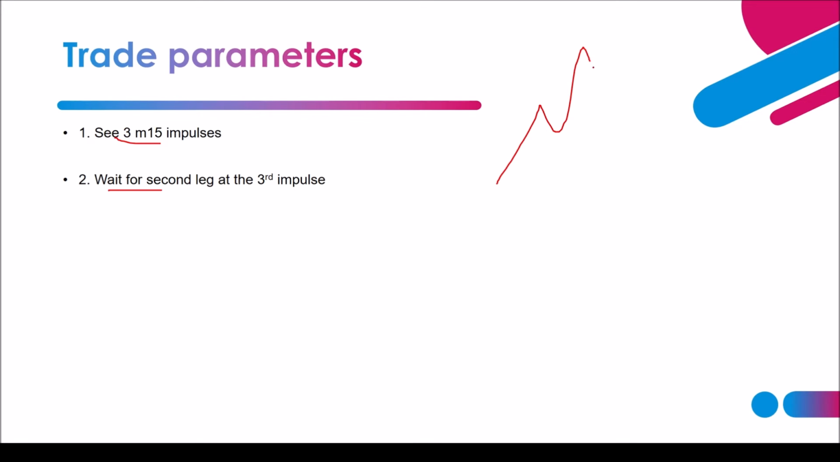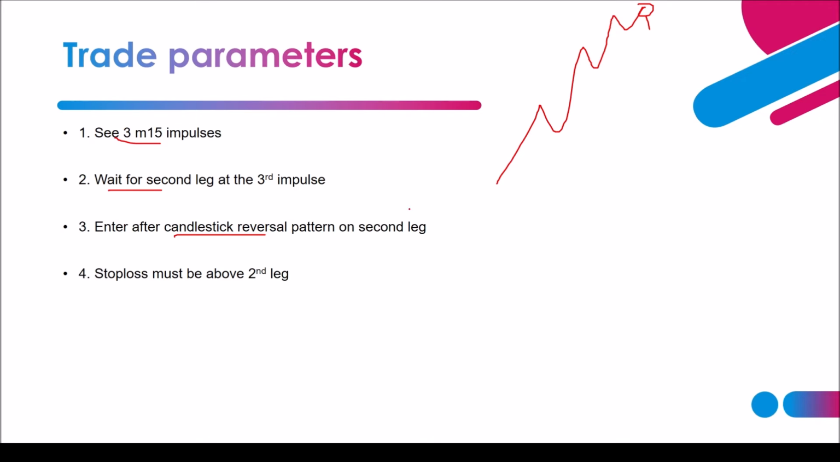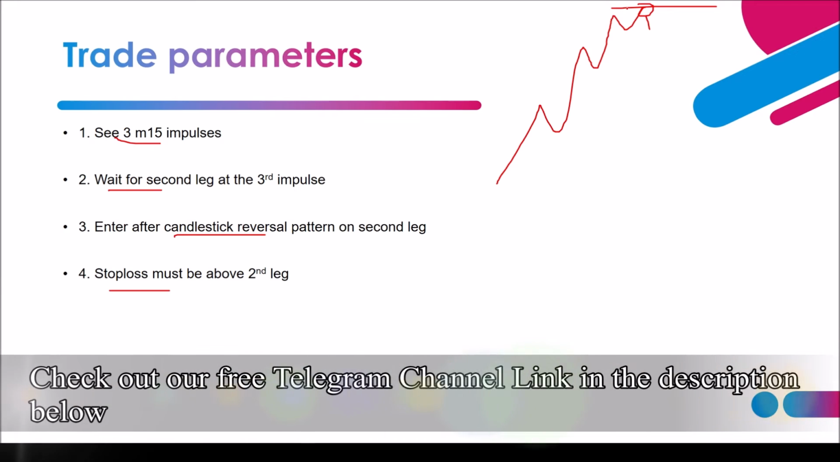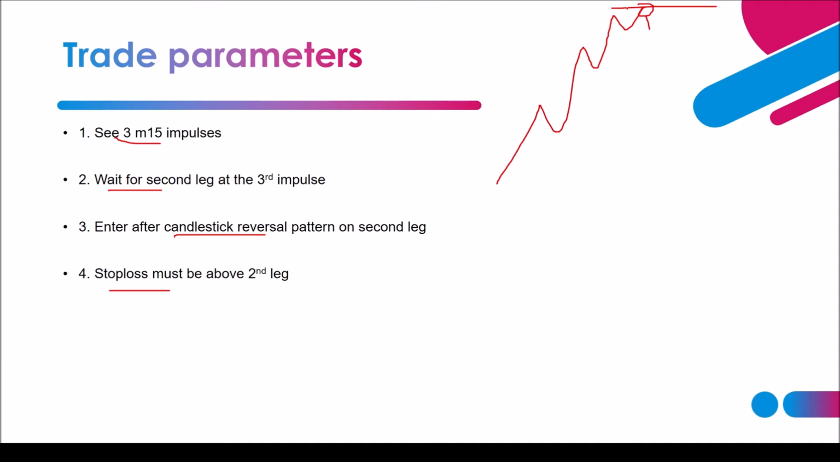That is, after having 3 impulses, we wait for the second leg where we are going to see a candlestick reversal pattern. This can be any candlestick reversal pattern of your choice. We have a lot of them: hammers, morning stars, bearish engulfing, bullish engulfing. There are a lot of them that can be presented at the second leg. Then the stop loss must be above the second leg.